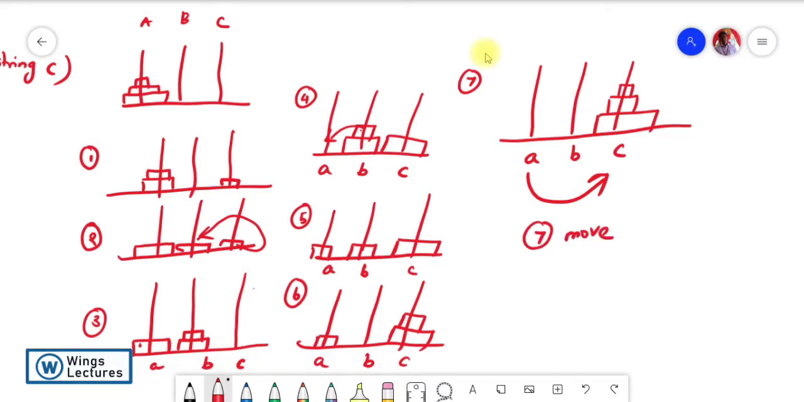From the initial condition. Now the total number of input. So n, what is the value of n? Here I have taken 3 disks, right? n is equal to 3. Okay. So let me compute the time complexity.